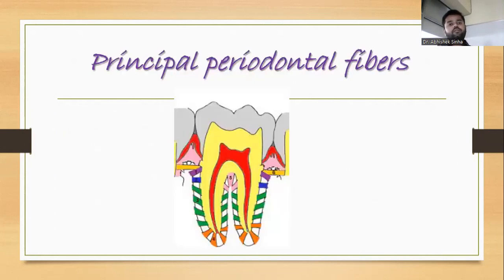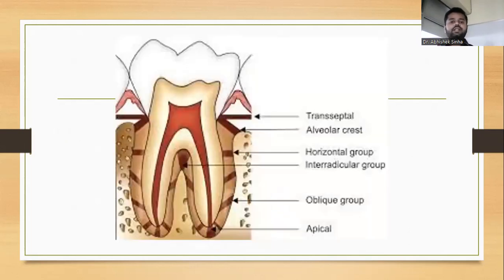Then the principal periodontal fibers. These are the principal periodontal fibers: you have transseptal fibers, the alveolar crest group, the horizontal group of fibers, interradicular, oblique, and apical. Very easy to remember by looking at the diagram itself. Transseptal means it's going across the septum. See, here in the horizontal group, the fibers are attached from the root cementum to the bone in a horizontal fashion. While in the case of oblique, if you can see, there's a little angulated direction of the fibers. So they are the oblique group of fibers. Apical is located near the apex.